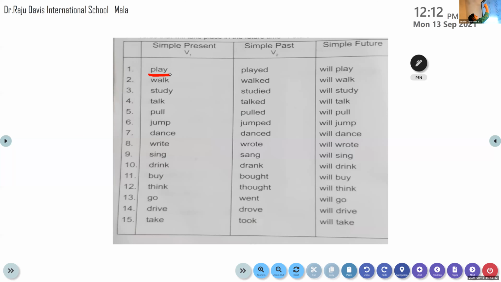So it is the base form, play. To show it is in the past tense, we have to add d or ed to the verb. So play, played is in the past tense. To show that it is in the future tense, I've already told you, add will before the verb. That is, will play. So this is how it tells us. By looking at the word, we know whether the word is in the present tense, past tense, or future tense. Clear to all of you?